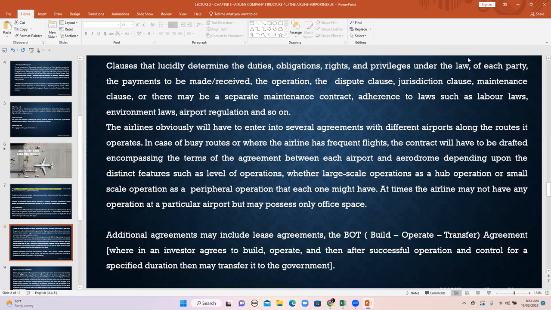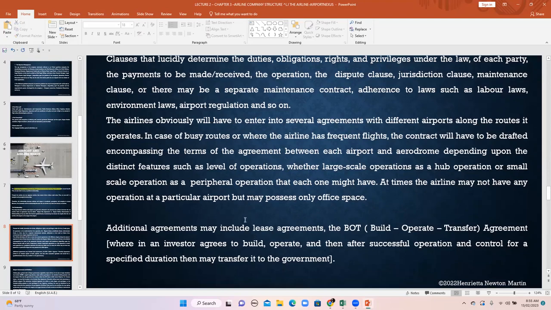So in the case of busy routes or where the airline has frequent flights, the contract will have to be drafted encompassing the terms of the agreement between each airport and aerodrome, depending upon the distinct features that make them different, such as the level of operations, whether large scale operation as a hub operation or small scale operation as a peripheral operation that each one might have. So depending upon the level of operation, at times the airlines may not have any operation at a particular airport, but may only possess office space. Sometimes it does happen.